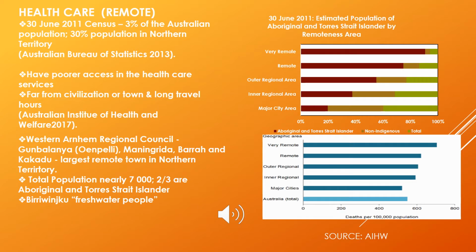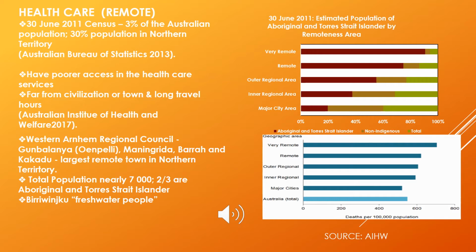According to the 30th of June 2011 census that was released by the Australian Bureau of Statistics in 2013, 3% of the Australian total population is considered as Aboriginal and Torres Strait Islander. However, 30% of the population of the Northern Territory belongs to Aboriginal and Torres Strait Islander.